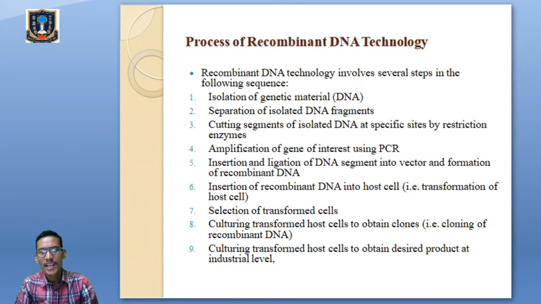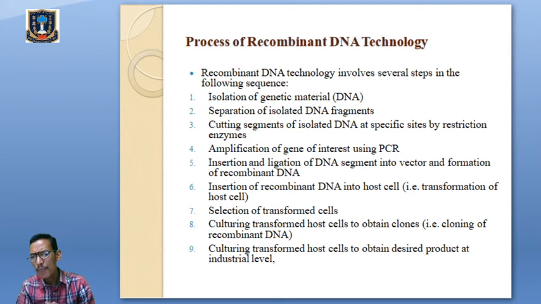The second step is separation of isolated DNA fragments. So those DNA fragments which have been isolated now need to be separated. Number 3, cutting the segment of isolated DNA at specific sites by the restriction enzyme. After the DNA has been isolated, it needs to be cut. And this cutting of DNA is done with the help of molecular scissors, that is restriction endonuclease.